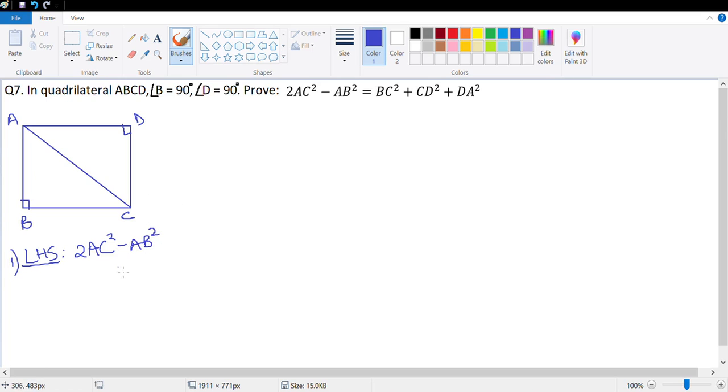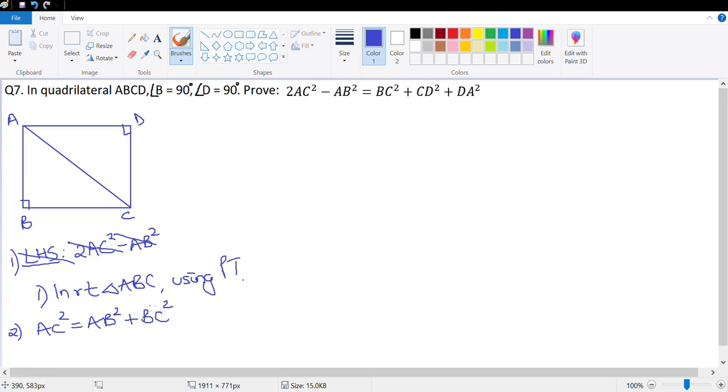What do I have? Before I get into the left hand side, let's use the Pythagoras theorem in both the right angle triangles. Number 1, in a right triangle ABC using Pythagoras theorem, what I get is AC square is equal to AB square plus BC square.